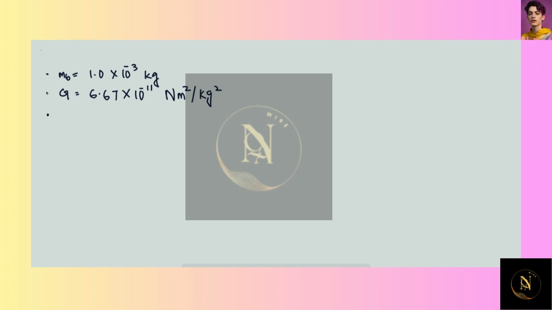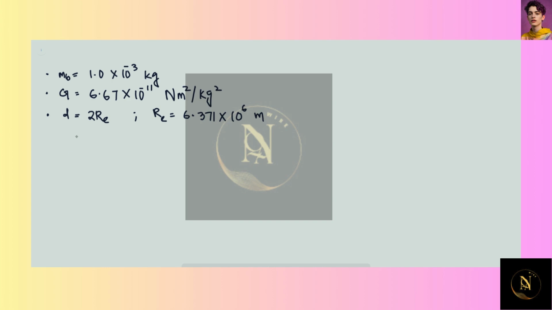We are given that one bag is at the north pole of Earth and the other one is at the south pole, so we can find the distance between the two bags, and that will be equal to twice the radius of the Earth, where the radius of the Earth is 6.371 times 10 to the power 6 meter. So using that we can find the distance between the two bags.